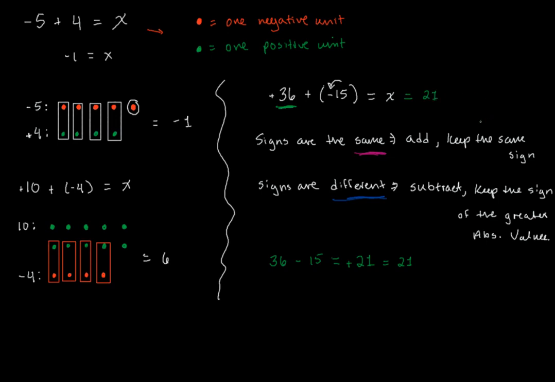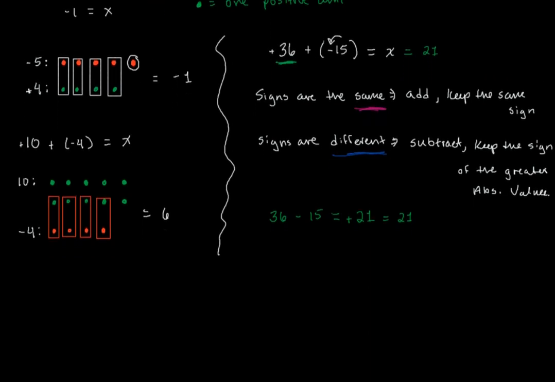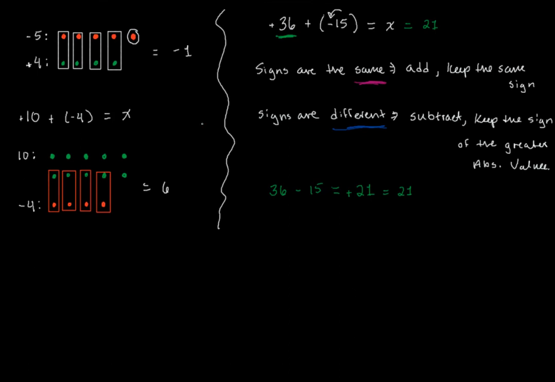Okay. Now let's try one more. Let's look at the signs being the same. Let's say I did negative 8, and I'm going to subtract 2, and I'd like to know what this equals. Okay, so negative 8 minus 2.